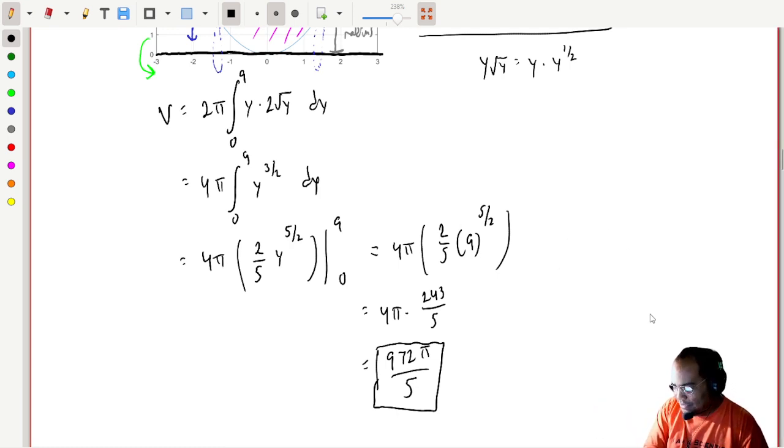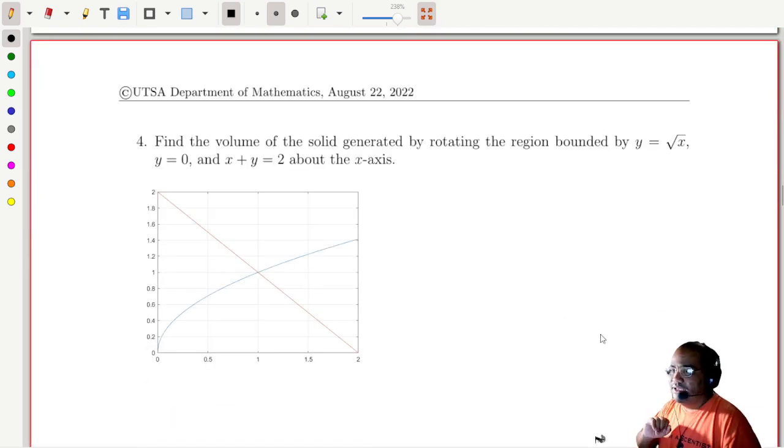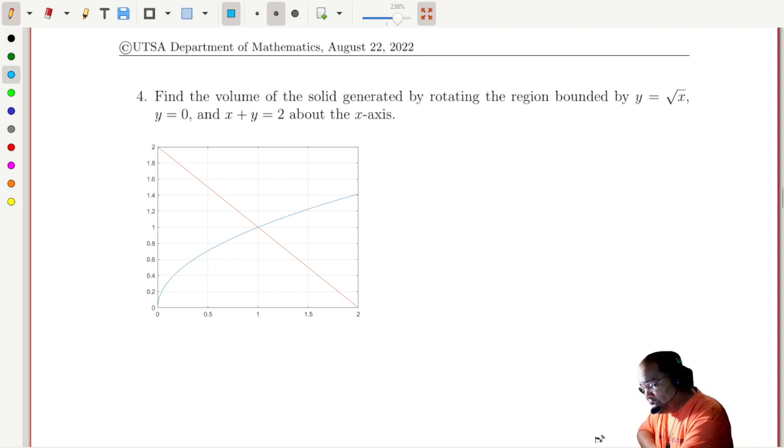We're on a roll here, right? This one's also going to demonstrate that you should read the descriptions of your regions to make sure that you're coloring the correct one here. So, find the volume of the solid generated by rotating the region bounded by y equals square root x, that's in blue, y equals 0, that's going to be the x-axis, and x plus y equals 2, that's this line in this orange color. We rotate around the x-axis.